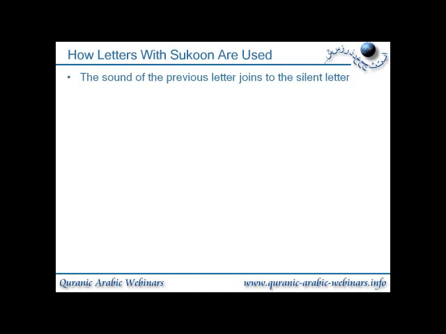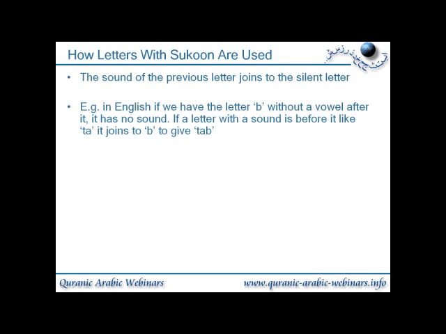The sound of the previous letter joins to the silent letter. An example in English: if we have the letter B without a vowel after it, it has no sound. If a letter with a sound is before it, like ta, it joins to the B, i.e. the letter B, to give the word or the sound tab. So B in the word tab doesn't have its own vowel after it, but it joins to the ta sound before it. The same applies to Arabic.